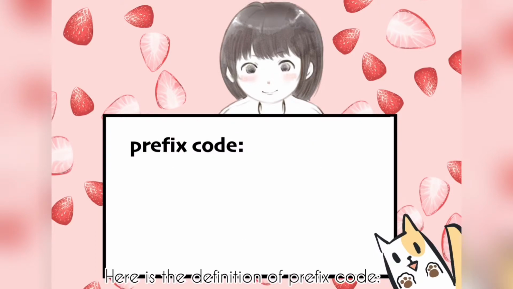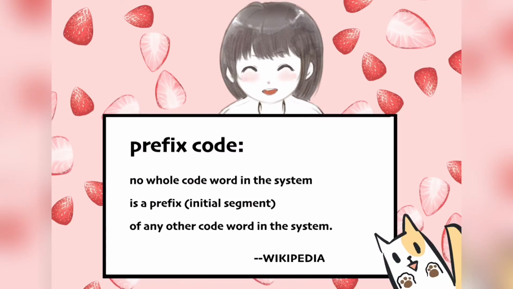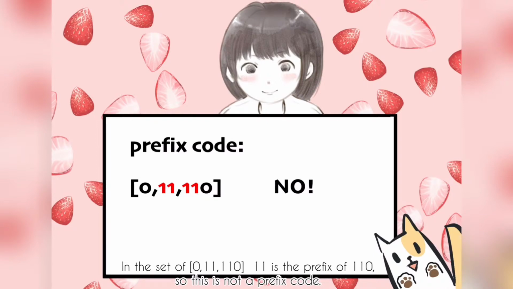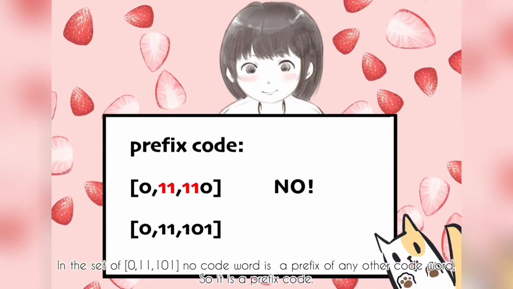Here is the definition of prefix code. No whole code word in the system is a prefix of any other code word in the system. Let's see an example. In the set of 0, 1, 1, 1, 1, 0, 1, 1 is a prefix of 1, 1, 0, so this is not a prefix code. In the set of 0, 1, 1, 1, 0, 1, no code word is the prefix of any other code word, so it is a prefix code.